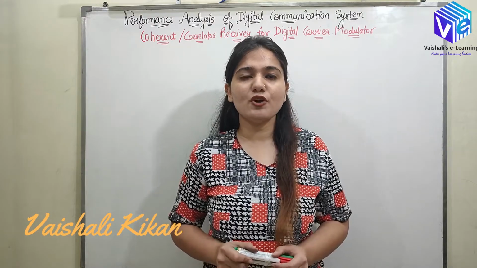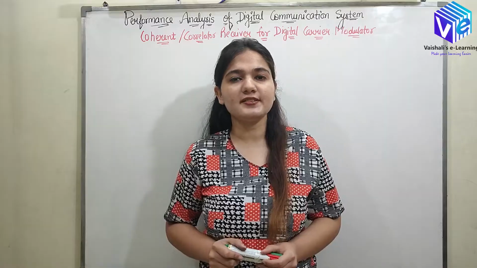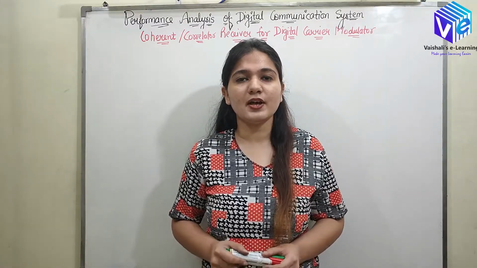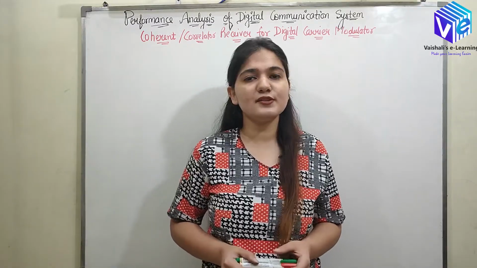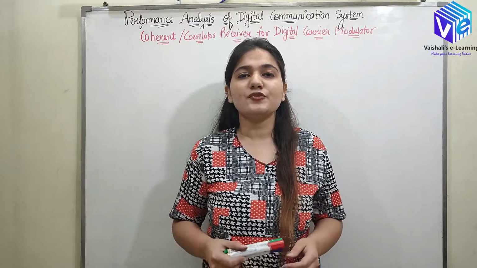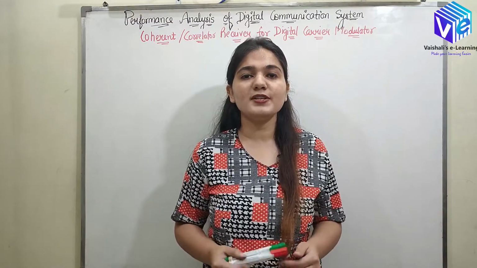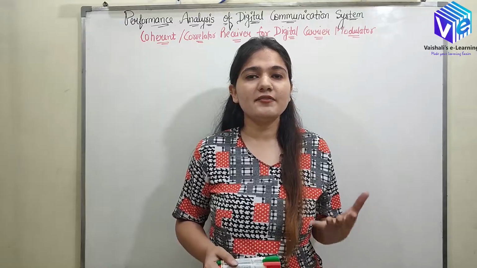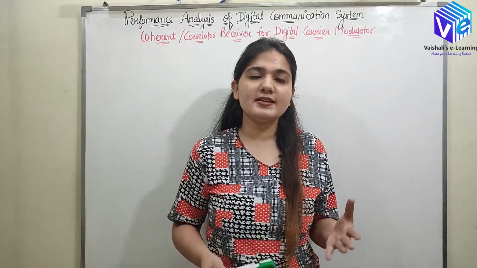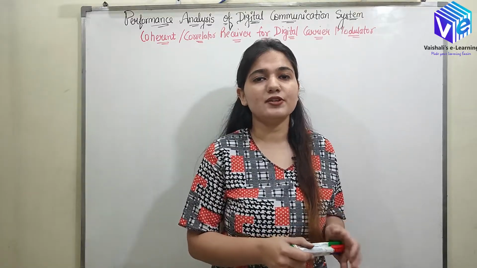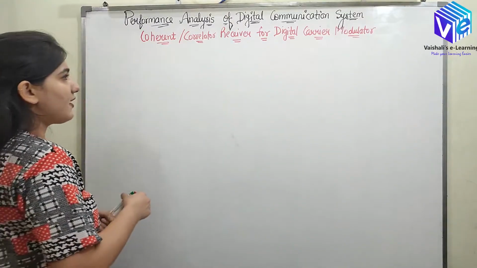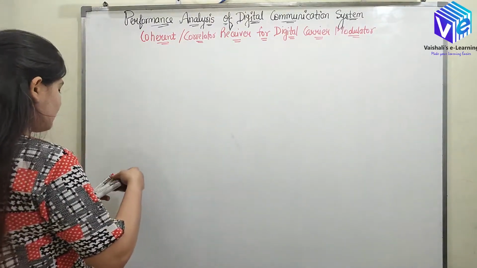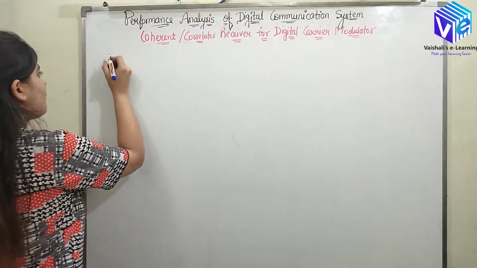In this video I am going to talk about the coherent or correlator receiver for digital carrier modulation. So we are discussing the performance analysis of the digital communication system. When I talk about the coherent receiver, you must be recalling the receiver where the carrier signal is again multiplied in the receiver. Similarly, if I define the coherent or correlator receiver, firstly I'll be talking about its structure.